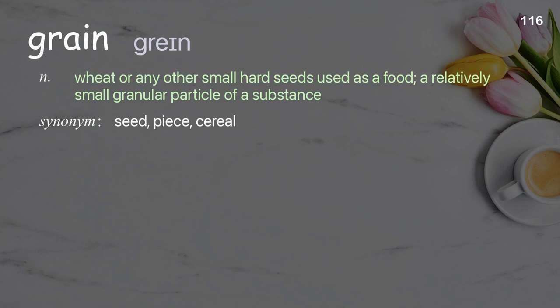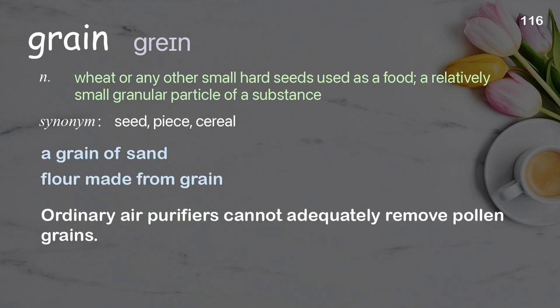Grain. Wheat or any other small hard seeds used as a food, a relatively small granular particle of a substance. Examples: a grain of sand, flour made from grain. Ordinary air purifiers cannot adequately remove pollen grains.